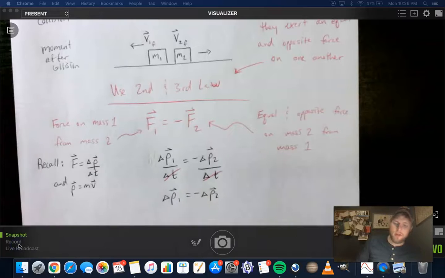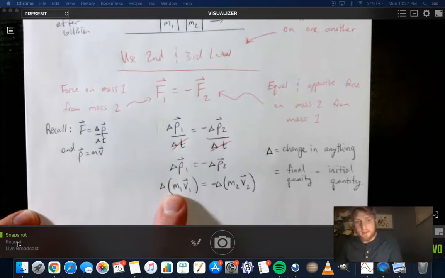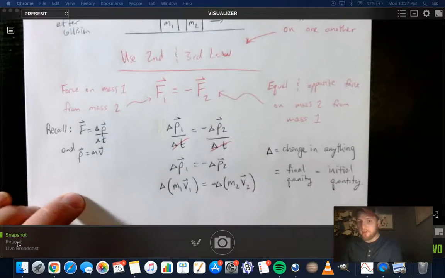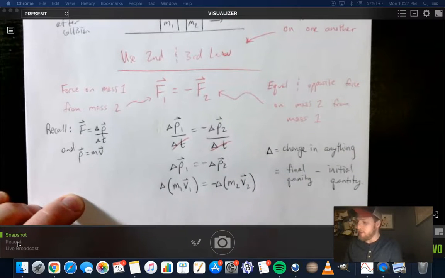So for this derivation, which actually isn't too bad, I'm going to write each line, pause, and then explain each line. You're welcome to pause and write down that line as well. So I've simply replaced the momentum of the first object with its definition, its mass times its velocity, and likewise with the second now. I've added this little note here just to remind us that delta means the change in anything, so to expand that out, we just take the final quantity minus the initial quantity.